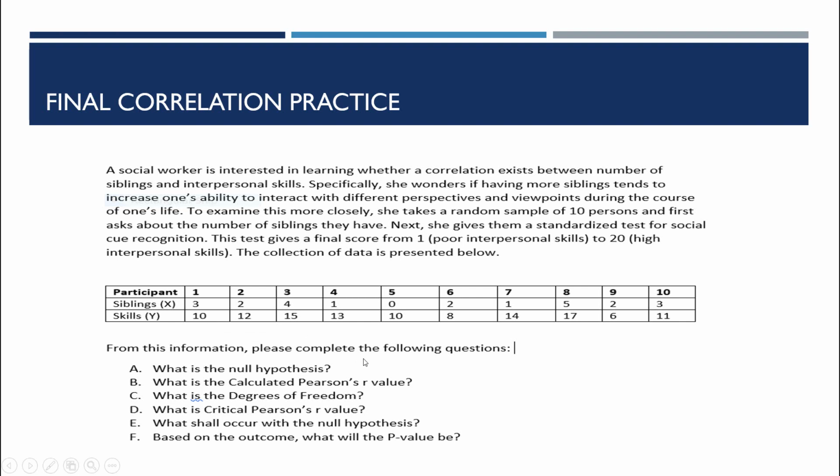Then I ask the usual questions. What is the null hypothesis? What is the calculated Pearson's R value? What is the degrees of freedom? What is the critical Pearson's R value? What shall occur with the null hypothesis? And based on the outcome, what will the p-value be?